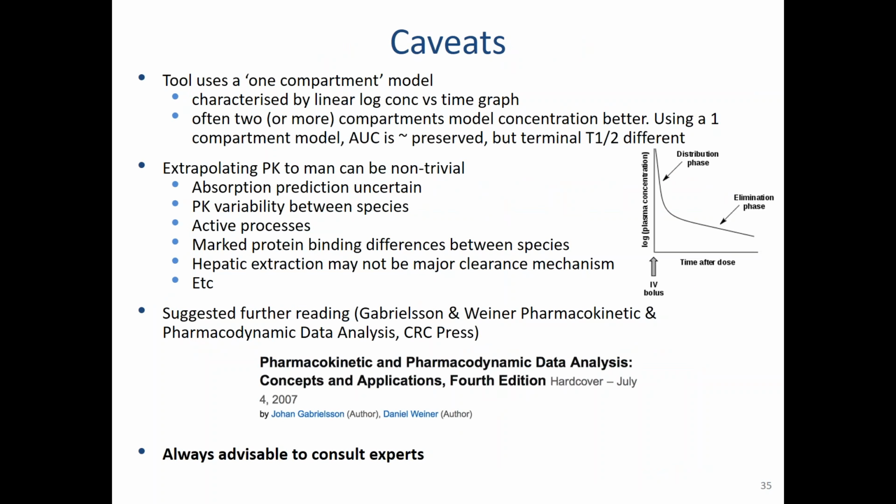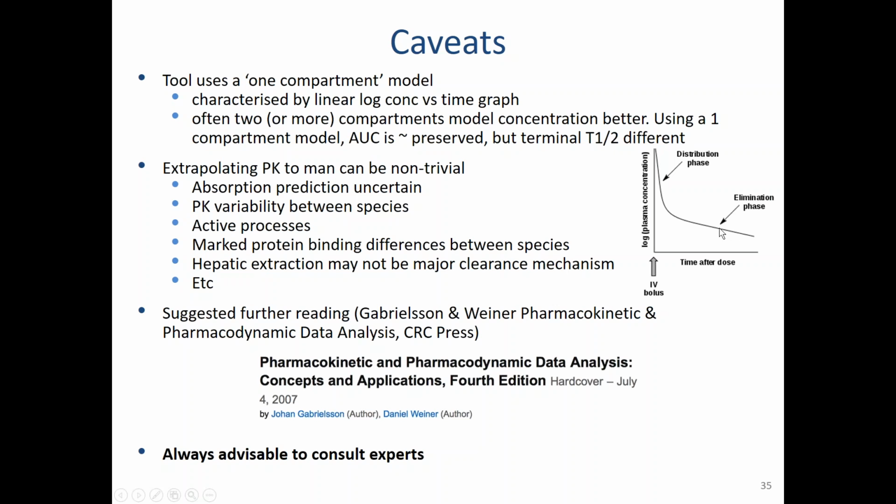Last slide, I think, on caveats. It's a relatively simple tool for PK prediction, and there are more complicated ways of doing it. It uses a one-compartment model. What you would see if that were literally true, if the plasma concentration was well explained by a one-compartment model, would be a linear line here on the log of plasma concentration. You can see that this is not really a one-compartment model, or not well modeled by one compartment. So 2 or more compartments might be better in some circumstances.